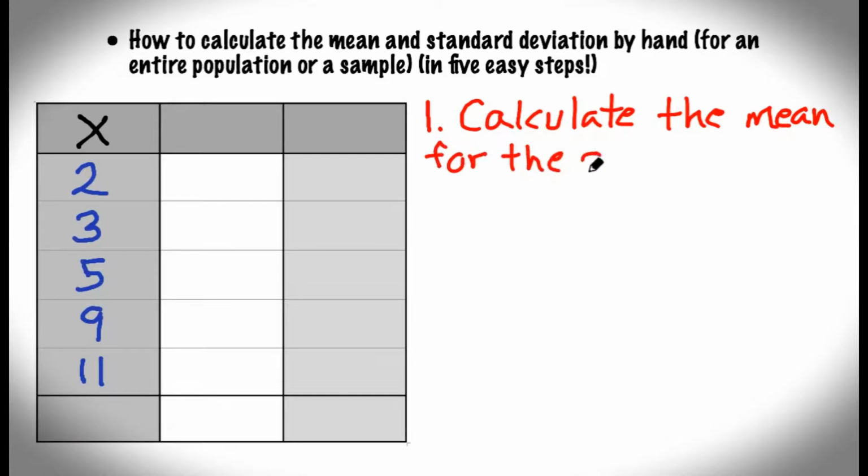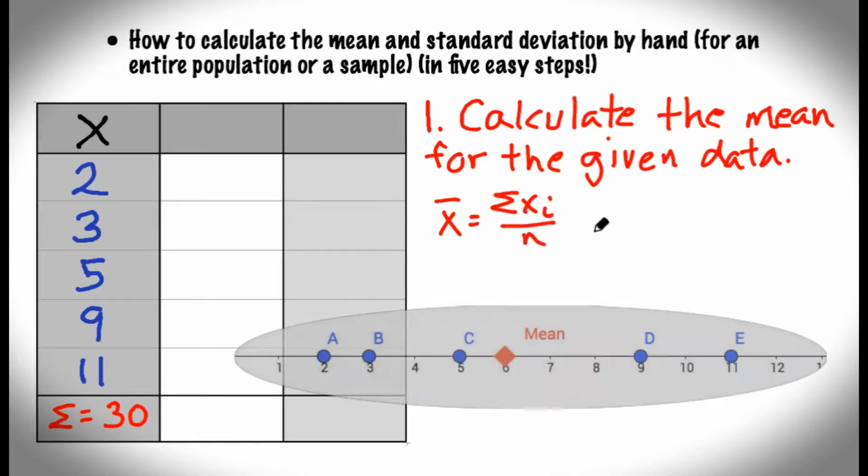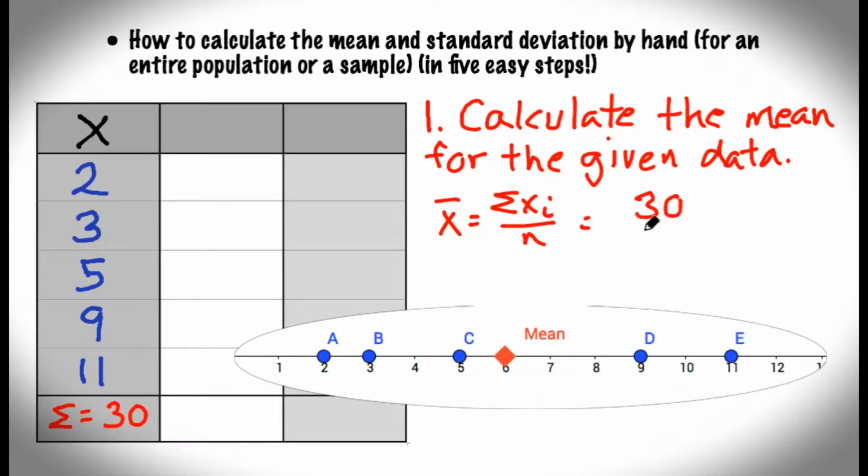That symbol that looks sort of like an E is the Greek capital S, or sigma, and it means to sum or add whatever comes after it. So here the sum of the x's is equal to 30. We're going to divide that by the size of the sample, which is 5, and we'll get our mean of 6.